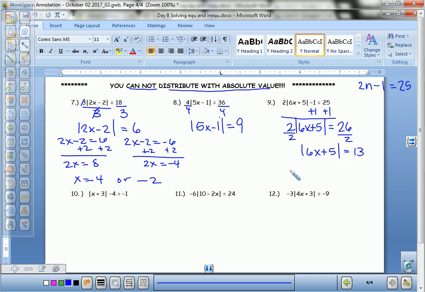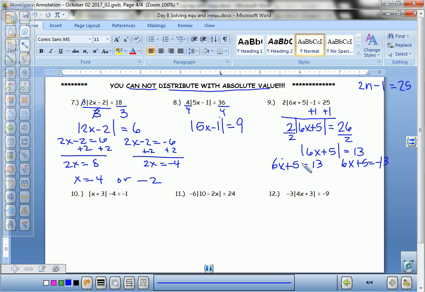Okay, so when we rewrite it here, we're going to get, whoa, we're going to get an angry motor. Let me see if plugging it in makes it any happier. Okay, so this will give us 6x plus 5 equal to 13. And then 6x plus 5 equal to negative 13.